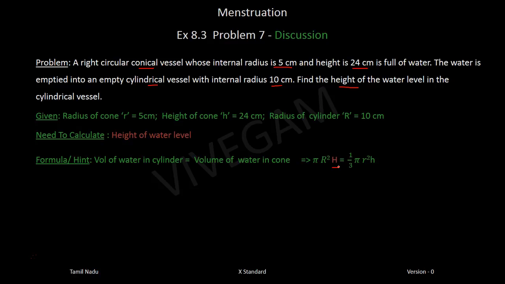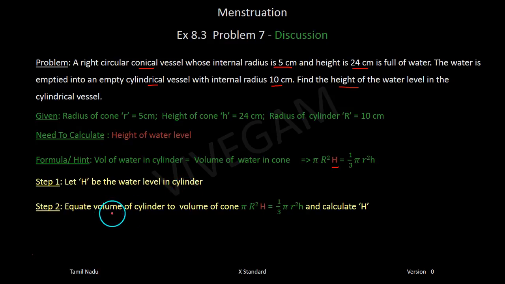Very simple. So let me summarize the steps. Let H be the water level in the cylinder. Equate the volume of the cylinder to the volume of the cone. As we discussed, the water is just getting transferred, so the volume of the cylinder equals the volume of the cone. So pi R squared H equals 1/3 pi r squared h, and calculate the height. So that is it. It is pretty easy, though it looked a little difficult. The moment you break it down, you will be able to easily understand. The key is you need to keep this in mind: in reshaping, refilling, all these things, the volume remains constant.